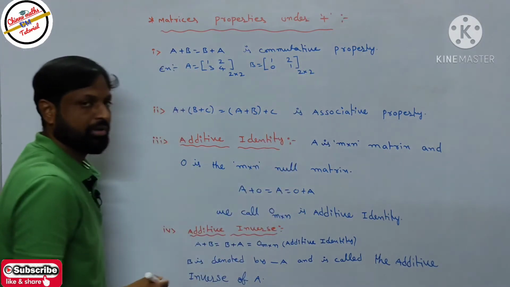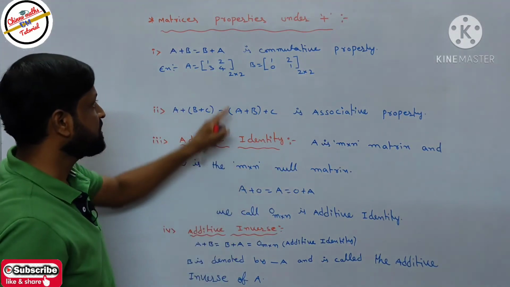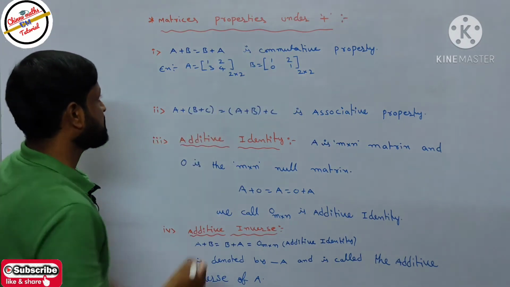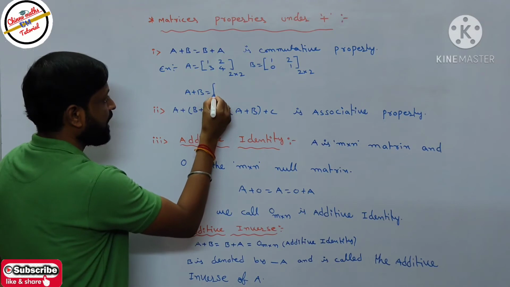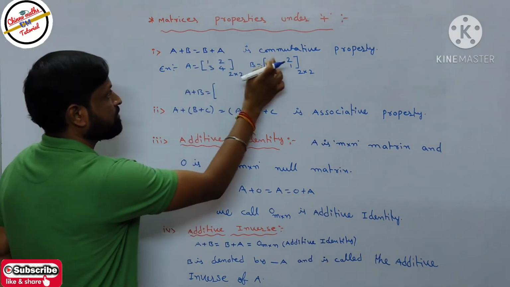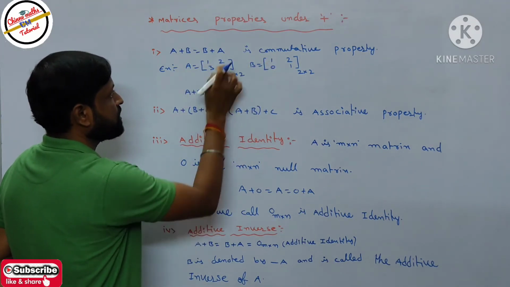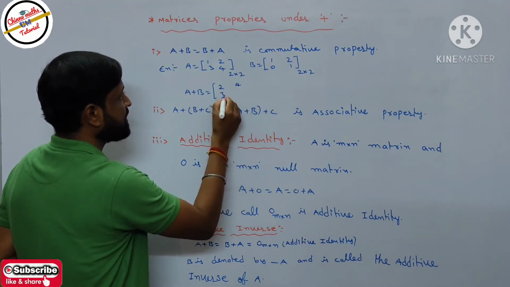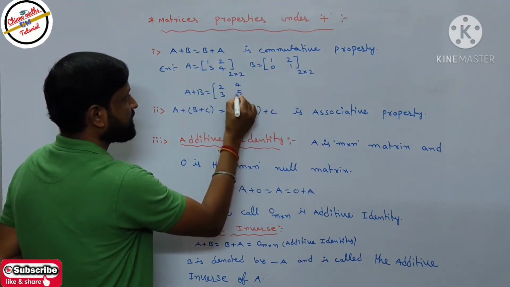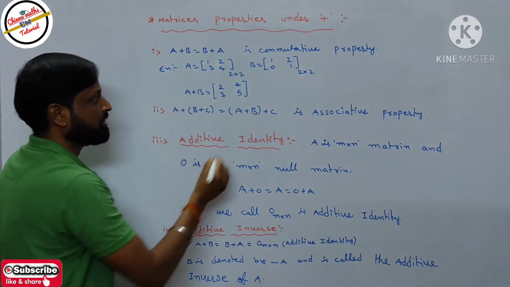If you are adding two matrices, the first condition is that the order must be the same. Next, find A plus B. A plus B equals adding the corresponding elements. 1 plus 1 equals 2, 2 plus 2 equals 4, 3 plus 0 equals 3, 4 plus 1 equals 5. That is the A plus B value.